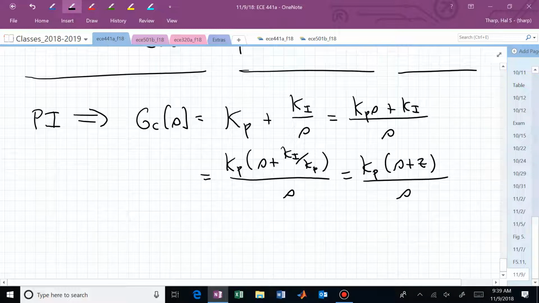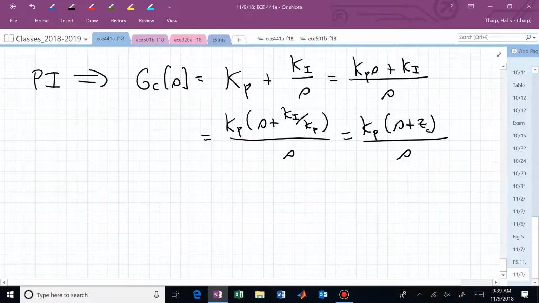And now we have a controller zero that we can manipulate around. We can move it by the adjustment of K sub I and K sub P through that ratio, and we can adjust the gain through K sub P. We're stuck with a pole at the origin, but that pole at the origin changes our system type, and our system type influences steady state accuracy. So this can help us improve steady state accuracy.